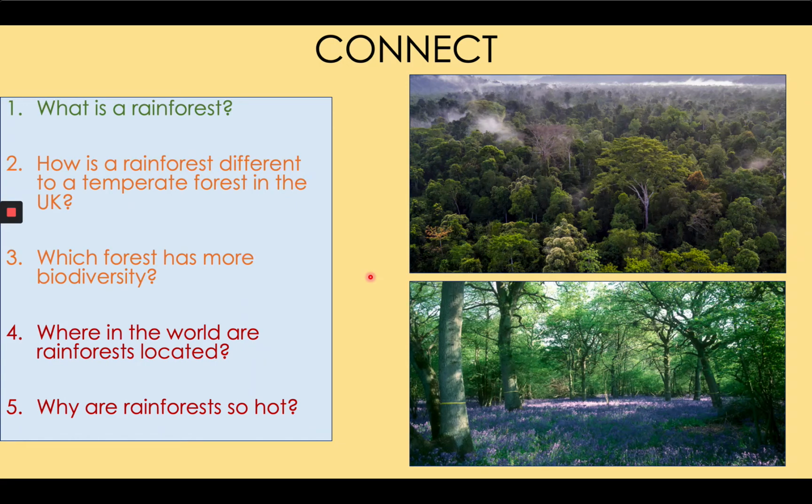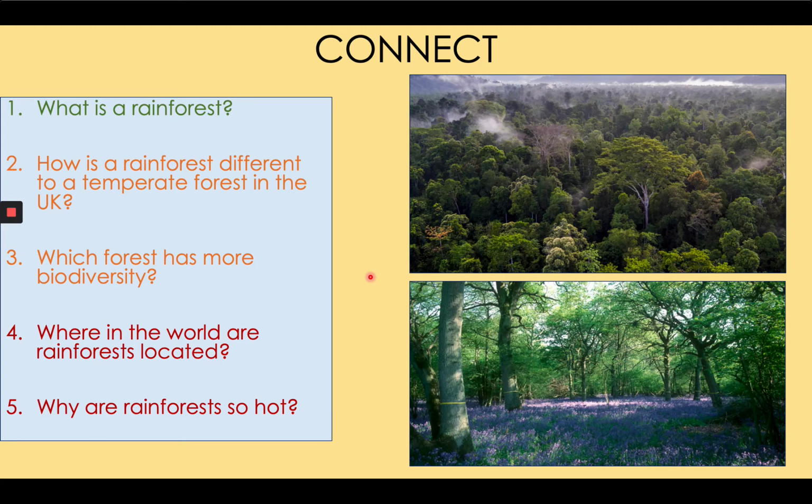5. Why are rainforests so hot? You should be able to explain that rainforests are hot because they are along the equator, which is where sunlight is direct. As a result, the amount of energy from the sun is focused on a small area and has to travel through the least amount of atmosphere, meaning that most sunlight reaches the earth, heats it up the most, and consequently rainforests are hot.